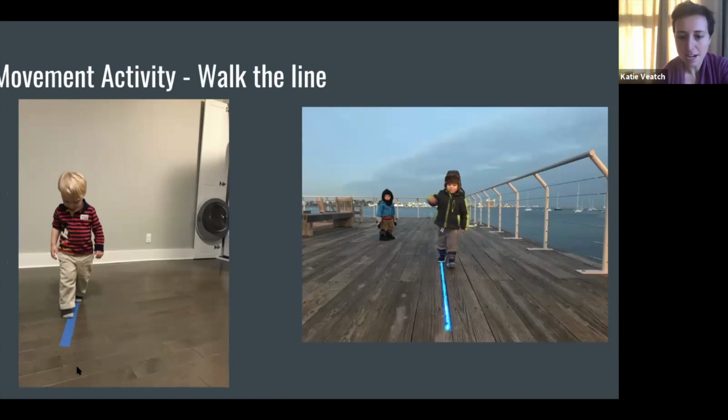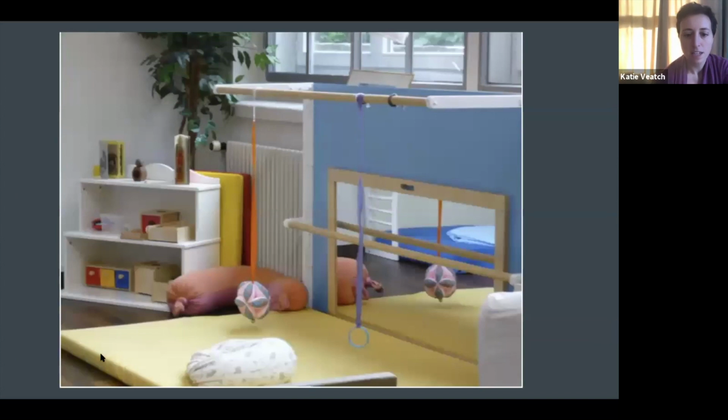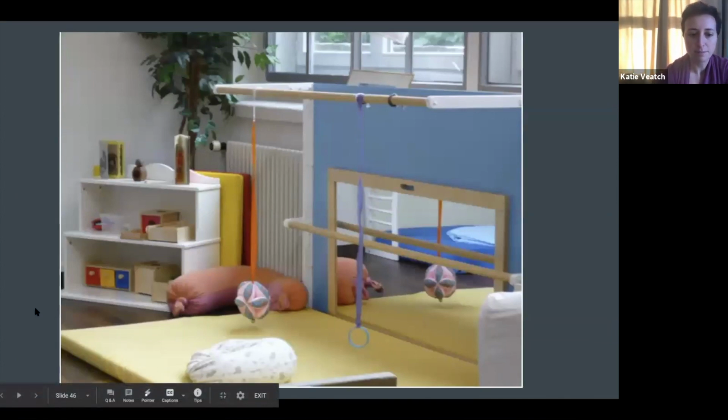Maybe you've seen this. There's a light that they found on the floor and on the ground, and they were so excited to find it and walk the line on that. So they find it in their environment when we put it in at home. It was cool.